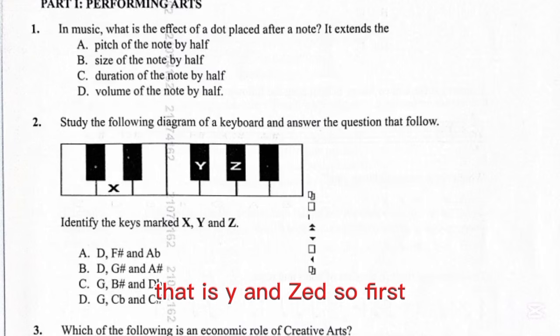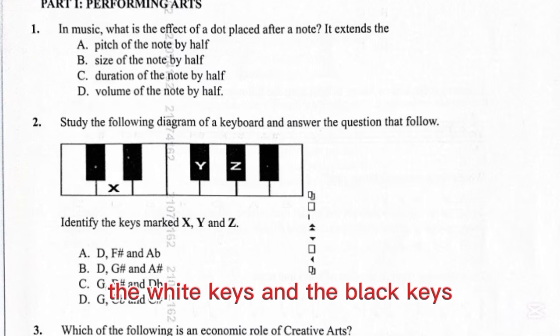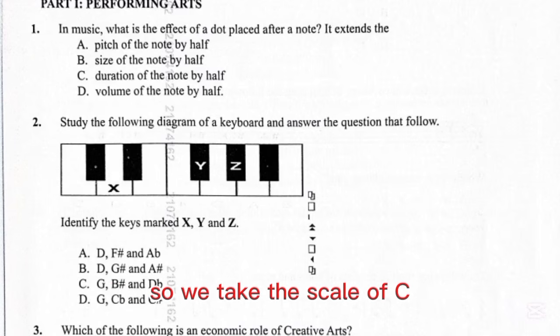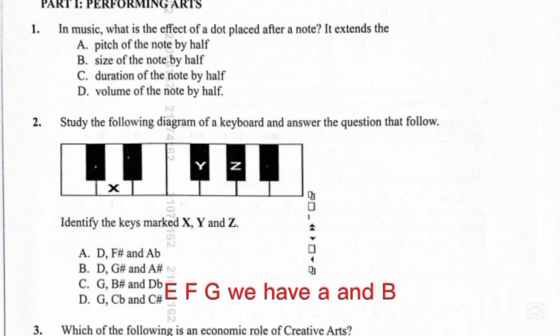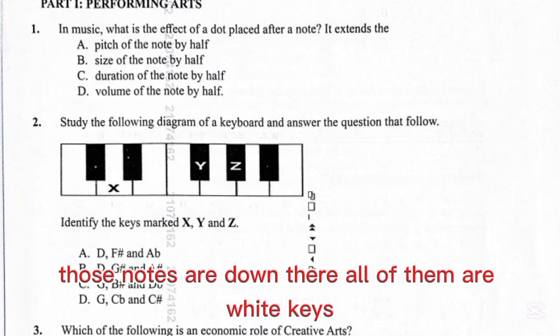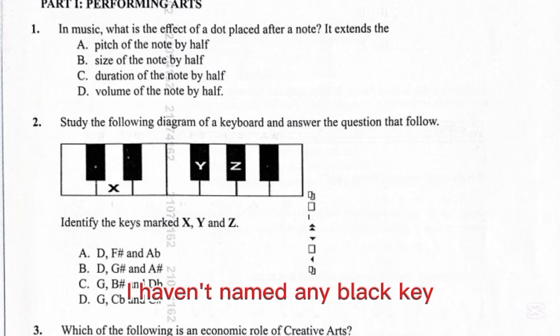So first, we are going to start with naming the white keys and the black keys. We take the scale of C. We are going to start with C. We have C, D, E, F, G, A and B. Those notes are down there. All of them are white keys. I haven't named any black key.